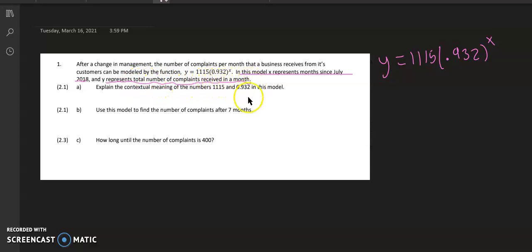And what we're trying to figure out is what does the 1115 mean and what does the 0.932 mean? Like, what are the meanings of them in context? So let's start with the 1115. It says here that y represents the total number of complaints received in a month since July 2018. So this means the 1115 is the starting amount of complaints.